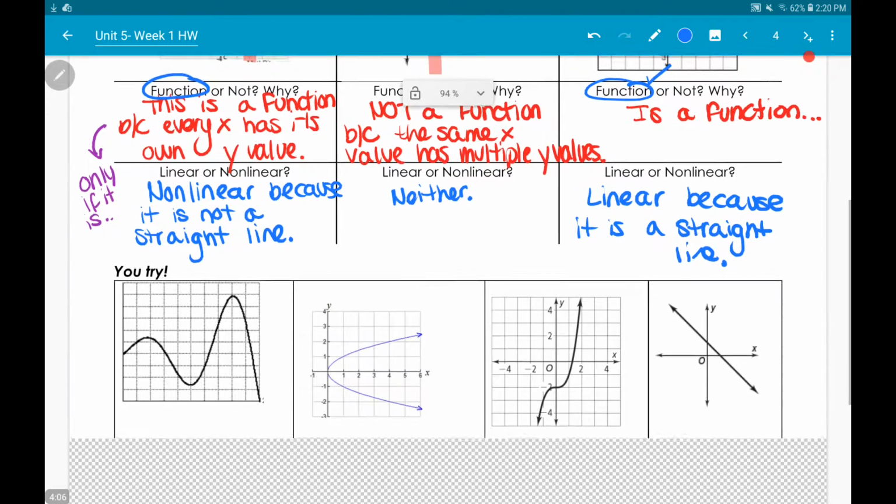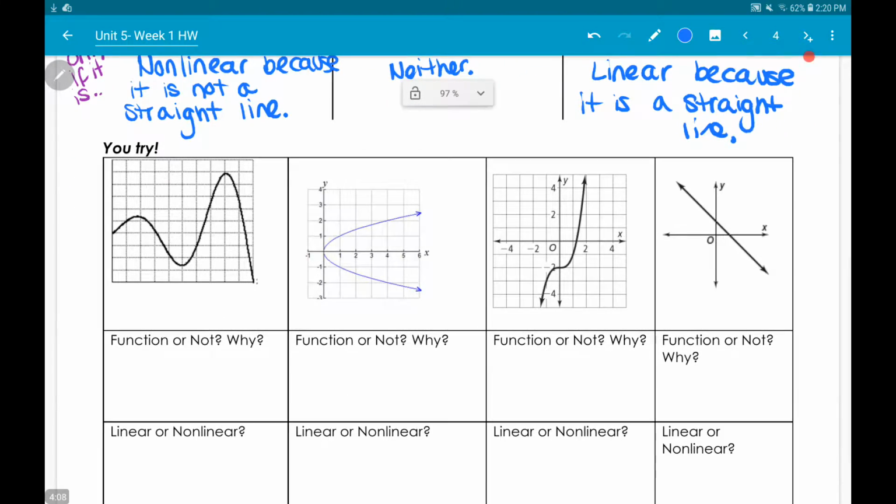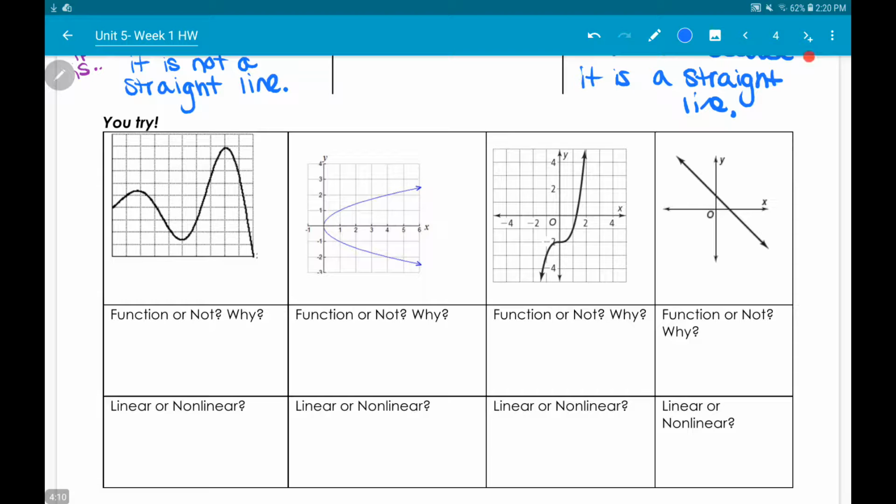All right, so why don't you pause the video here and try the next few examples. Let's try the next example, and then I'm going to play back the video and you are going to get to see it in action.